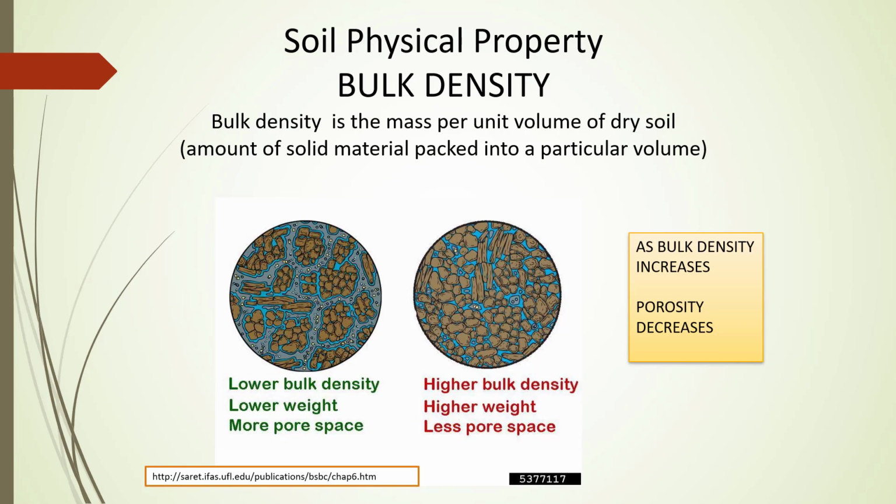Bulk density is the mass per unit volume of dry soil. You can see on the left here, the lower bulk density weighs less, there's more pore space. On the right, this has higher bulk density, higher weight, less pore space. And as bulk density increases, porosity decreases.